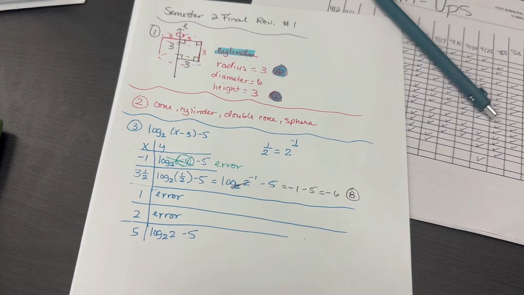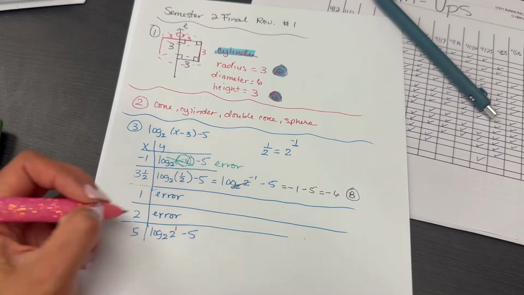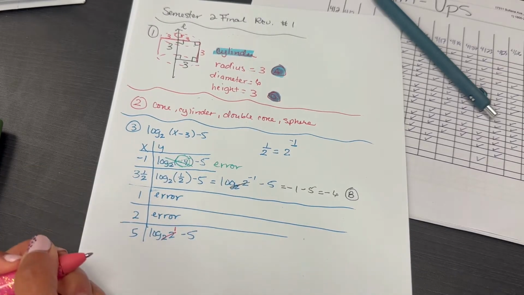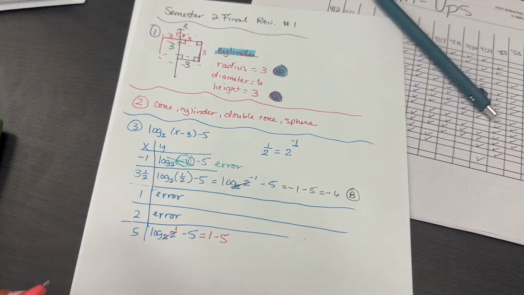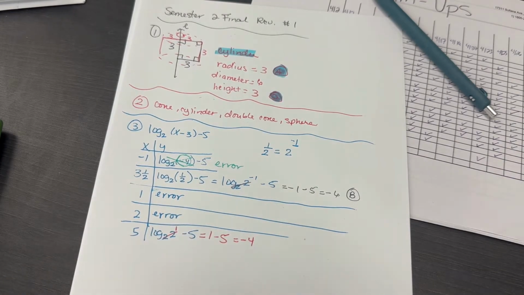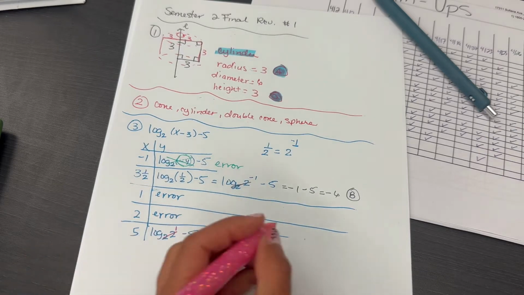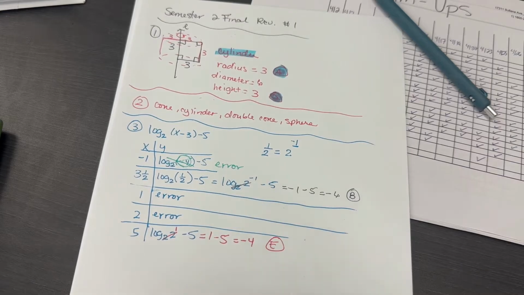I need an exponent on the input 2. When there's no exponent on a number, you assume it to be a 1. We need that because we need the double base to cancel, so that the 1 can come down, and then I need to subtract 5 from it. 1 minus 5 is -4. The coordinate said 5, -4, so yeah, that one works. So E is also an answer.